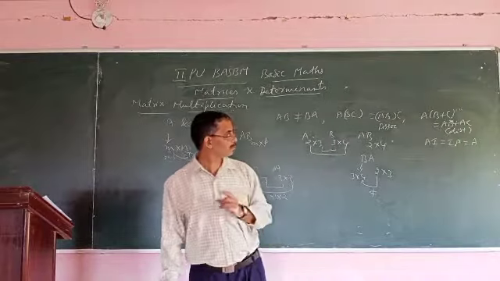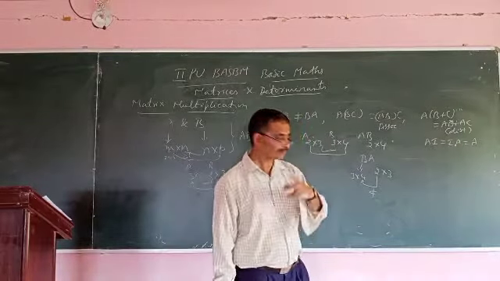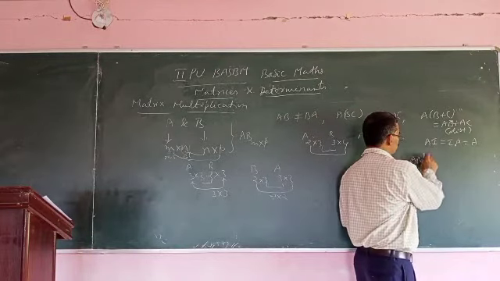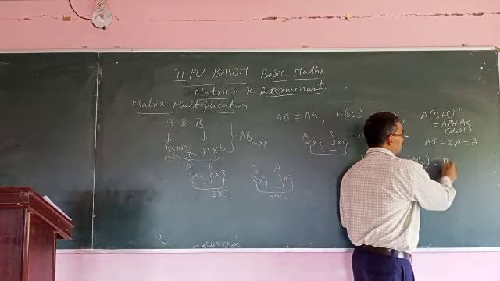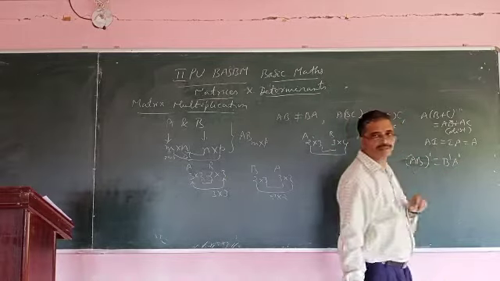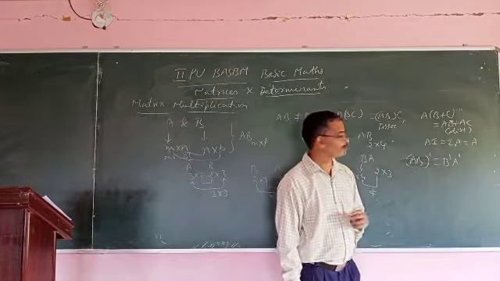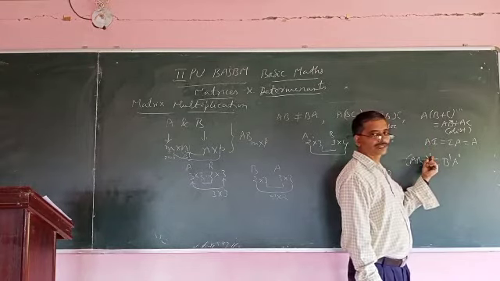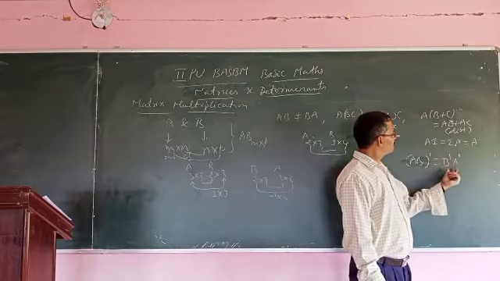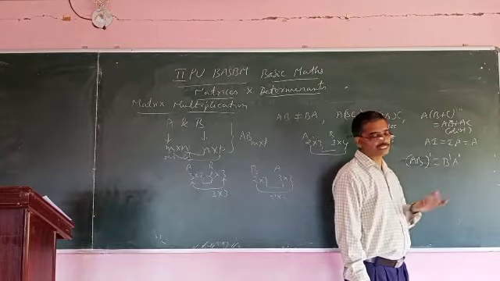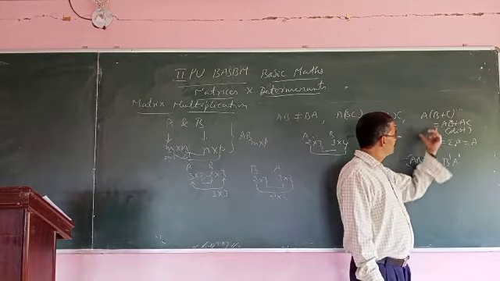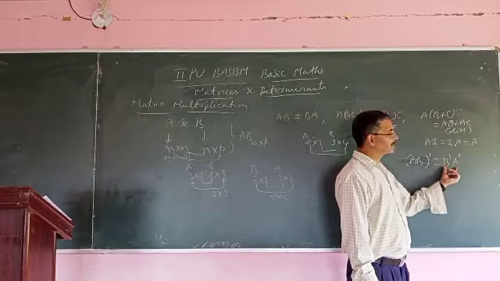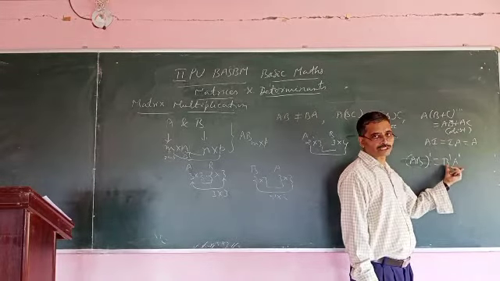One more point, about the transpose you have already seen. AB whole transpose, so multiply these two first and take its transpose. That is equal to B transpose into A transpose. So again, one more property you have to remember: AB transpose equal to B transpose into A transpose.